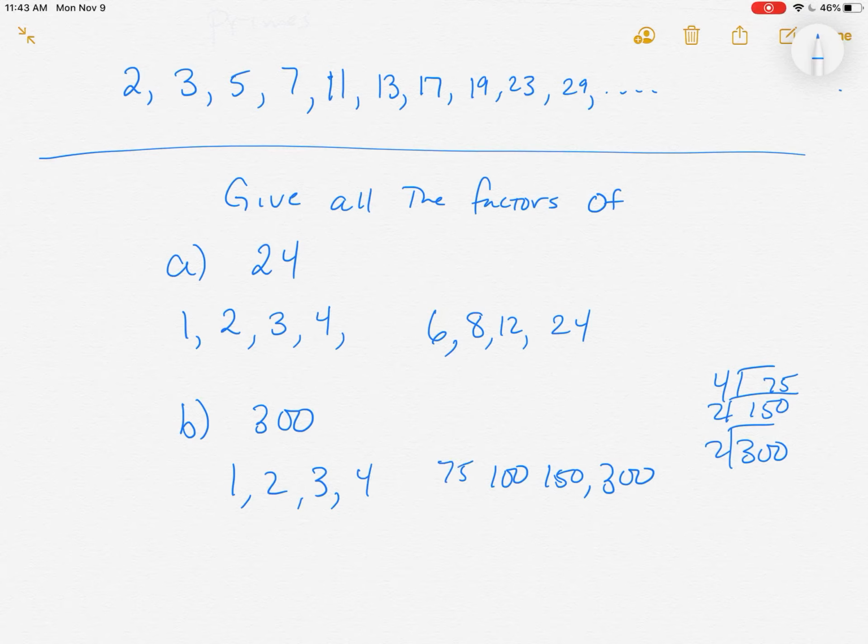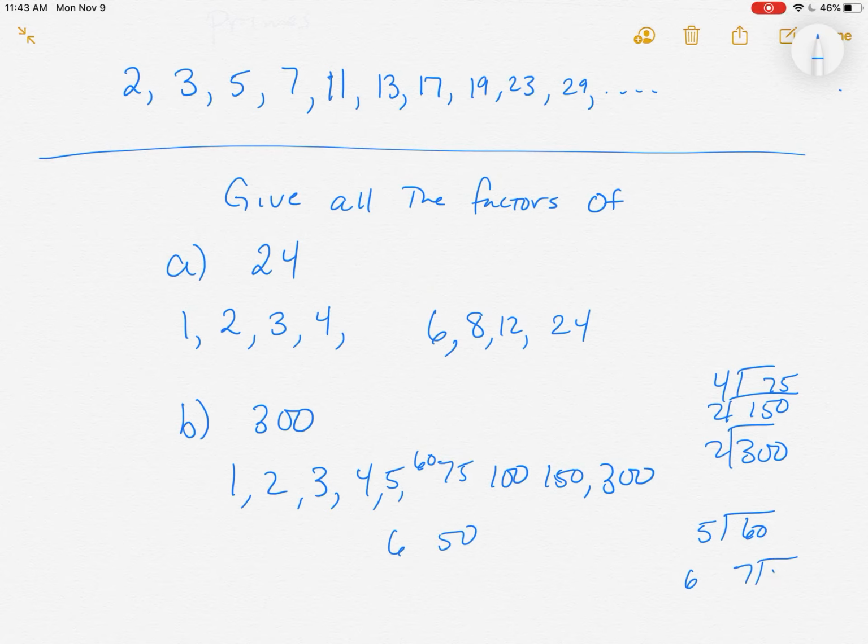A 5 definitely works. And you see, I didn't leave myself a lot of space, or enough space. 5 goes in there 60 times. 6 goes in there, right, 50 times. So we get a 6 and a 50. 7, probably not, but we got to try 7. There's no divisibility rule for 7. 7 times 4 is 28. And no, 7's not going to go in there.